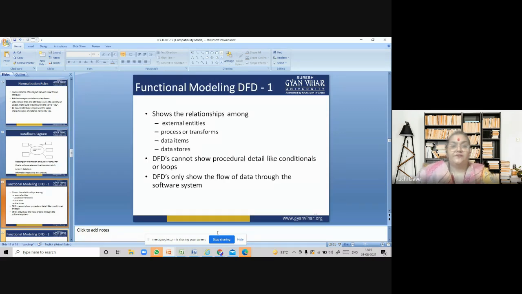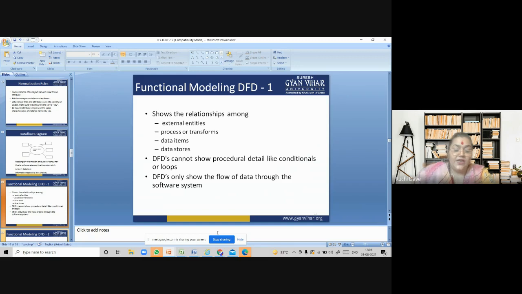Coming to the first level, or the functional modeling, when we begin the functional modeling, then we have to think about what we are going to depict. Number one, we are going to depict the external entities. Number two, we are going to depict the processes, or the transforms, or you can say what transforms the data. So we call that a process. So that process has to be depicted. Then different data items are also depicted, and the data stores are depicted.